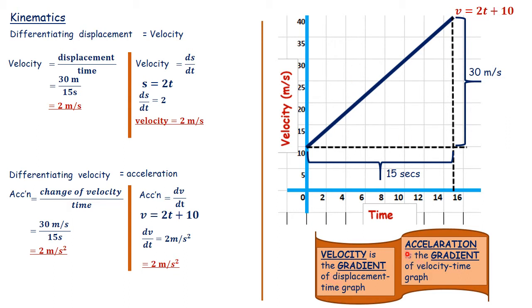And consequently, acceleration is the gradient of the velocity-time graph. In other words, in this velocity-time graph, if you are given a curve or even a line like the one we have there, the gradient of that line will be acceleration.